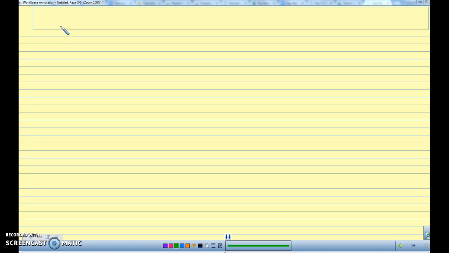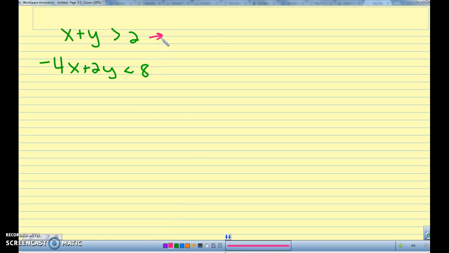Okay, so my system is going to be x plus y greater than 2 and negative 4x plus 2y less than 8. First of all, you really do need to put these in y equals mx plus b form. So, for instance, this first one, you'll need to say y is greater than negative x plus 2.